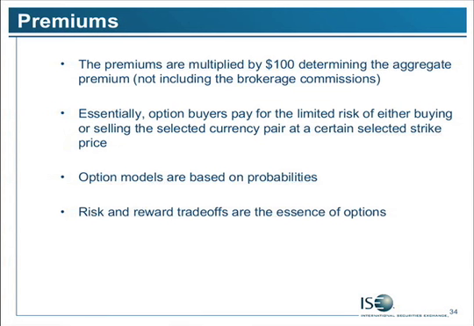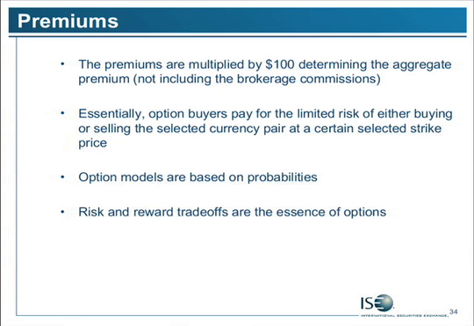Premiums are multiplied by 100. So let's say that I look at an option and it's quoted at $1.50. What does that mean? Well, $1.50 times 100 is $150. So essentially, you're going to control about $10,000, depending on the currency pair, that $10,000 currency pair for about $150.